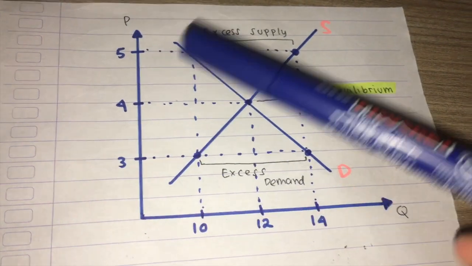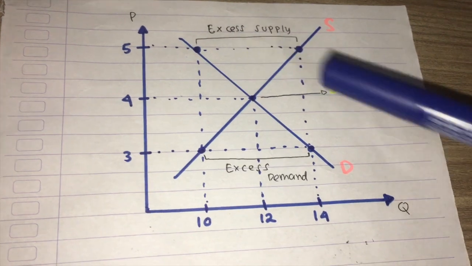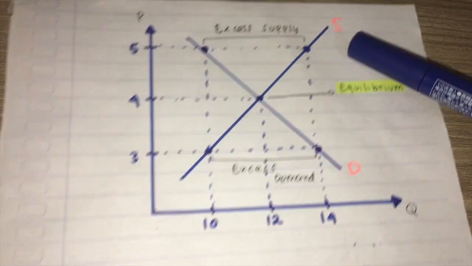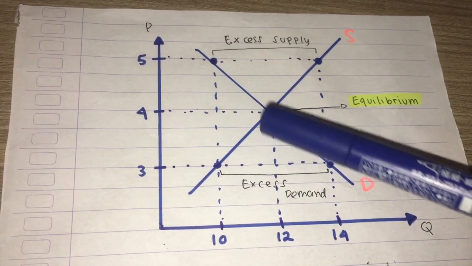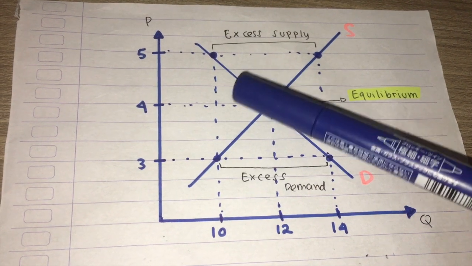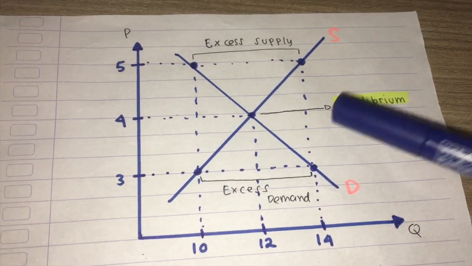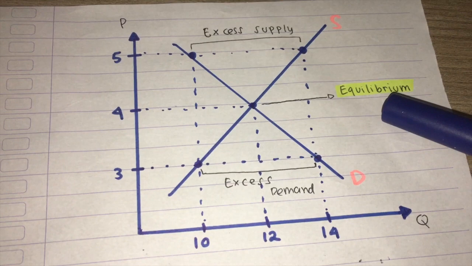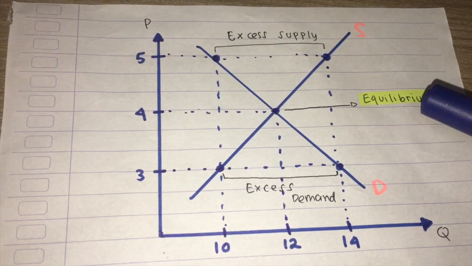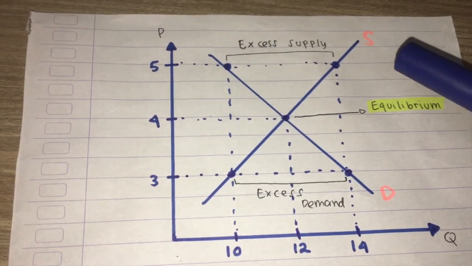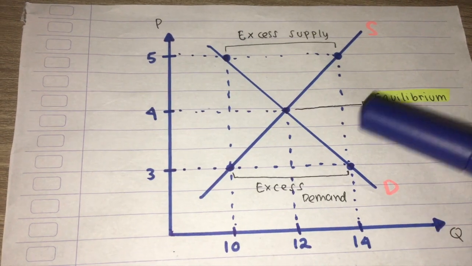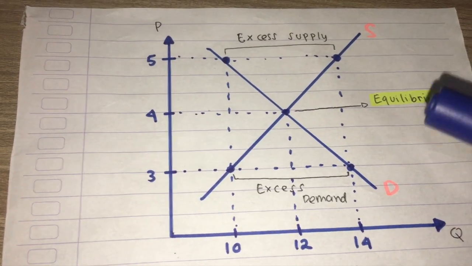This is the graph of demand and supply. This line is for the demand, this line is the supply. As you can see, this middle point is called the equilibrium point. Equilibrium is the only place where the quantity of supply is equal to the quantity of demand at the exact price.